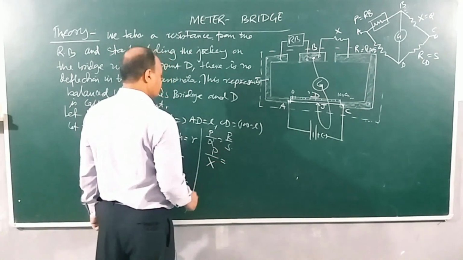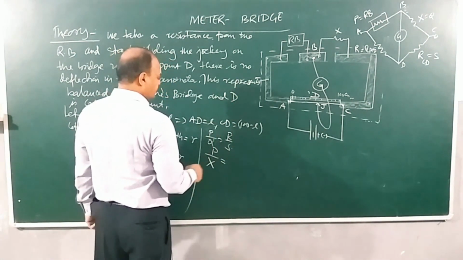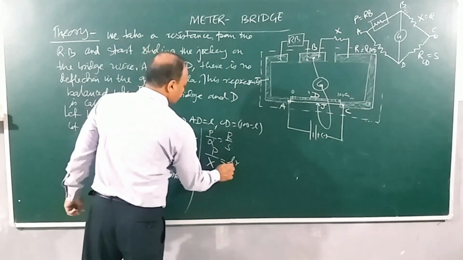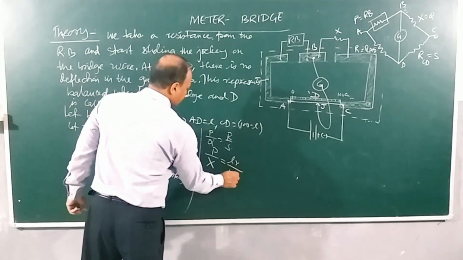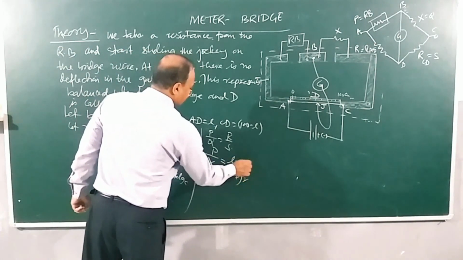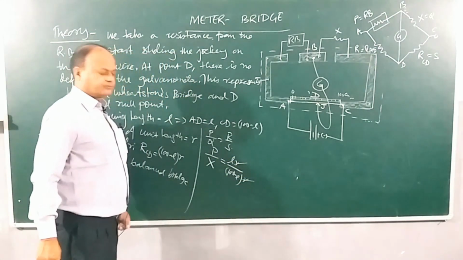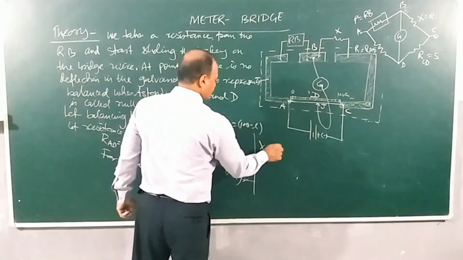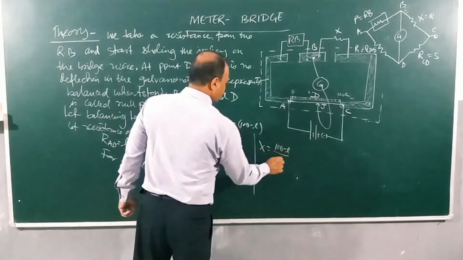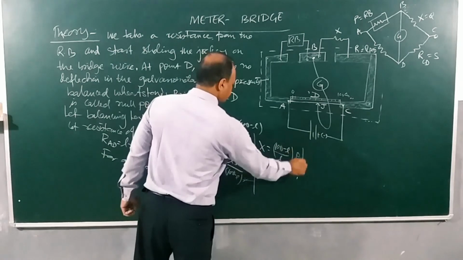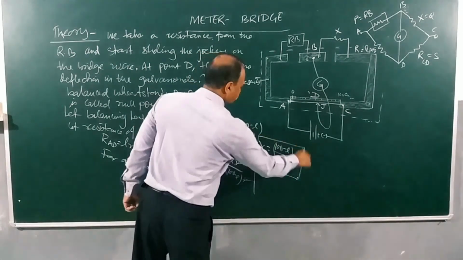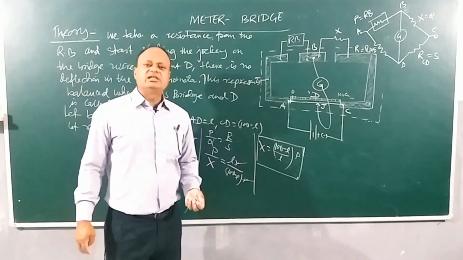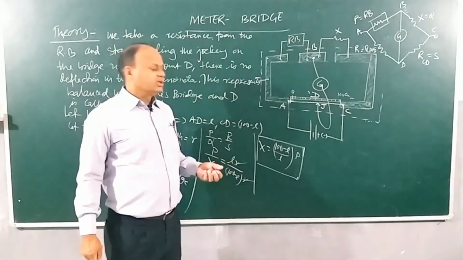R is the resistance of AD. The resistance of AD is L into R, divided by 100 minus L into R. Now I will cancel out R and R and solve. Then X is equal to (100 minus L) divided by L, into P. Where X is what? Unknown resistance. So we are very easily able to calculate the value of the unknown resistance.